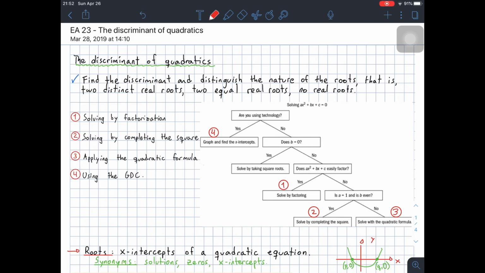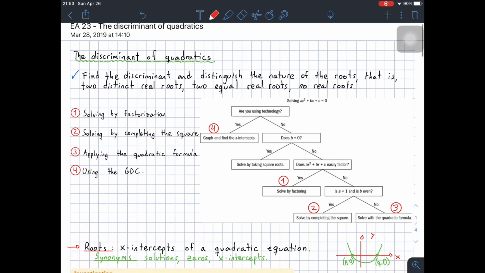Hello juniors, today we're going to see electronic assignment number 23, which is the discriminant of quadratics. We're going to see the concept of a discriminant, and you'll see that this has a very interesting application in order to study the quadratic functions. So let's begin with this.